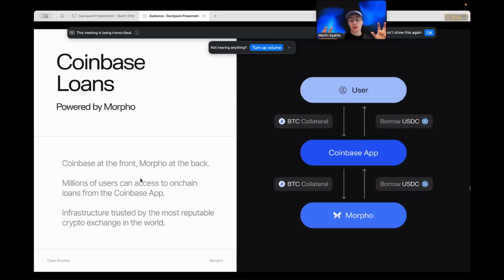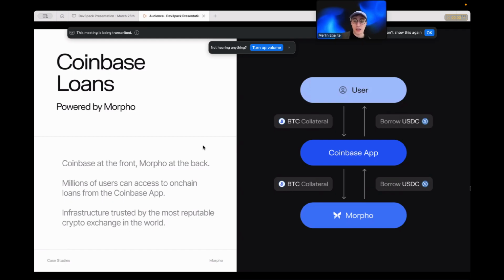So everything put together means that for the user, with the main app, I have BTC in my Coinbase account, and in one click, I can borrow USDC and get those USDC in my Coinbase account again. And everything else is powered by Morpho. Everything is fully non-custodial.